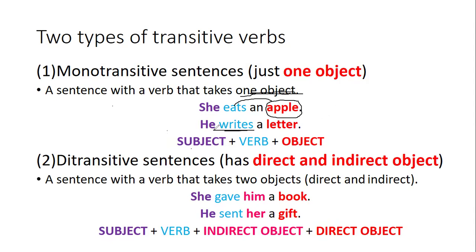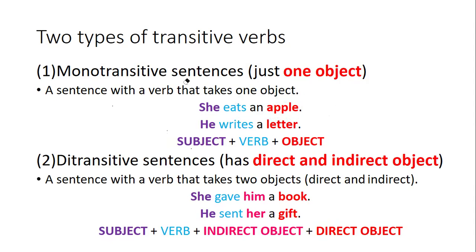He writes a letter, right? Writes, action is writing. So he writes. The action is transferred to our object, letter. And there's one object, so we can say it is a monotransitive sentence.